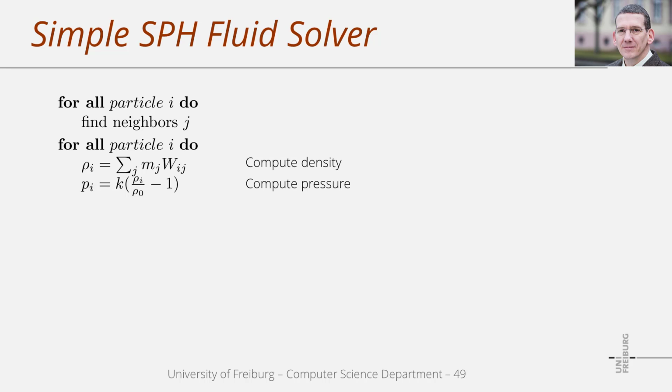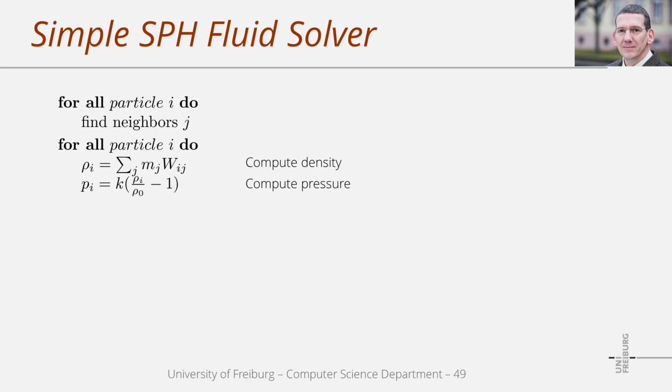In the next step, we prepare the computation of the pressure acceleration that accounts for the incompressibility of a particle fluid. In order to detect whether a particle is compressed or not, we compute its density with the SPH concept as a sum over particle neighbors. Here J is the index of a particle neighbor and W is the SPH kernel function.